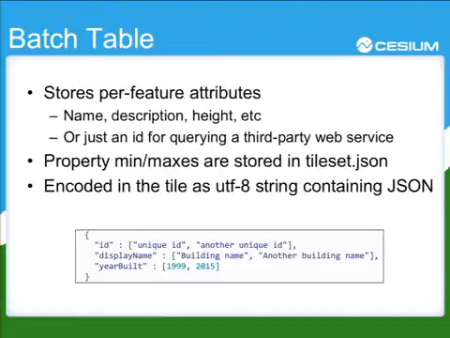Some of the common attributes that we might want to store are the name of the buildings, the descriptions, the heights, areas, longitudes, latitudes, and it could go on. Or if you want to keep it simple, just have an ID and then query a third-party service to get all your information. These values, the min and maxes, are stored in the tileset.json file. It makes it easier for styling and other purposes to see, okay, the minimum height is 10 meters, the maximum height is 100, and then you can color it accordingly. The batch table properties are stored as JSON, and it's embedded inside the binary file.